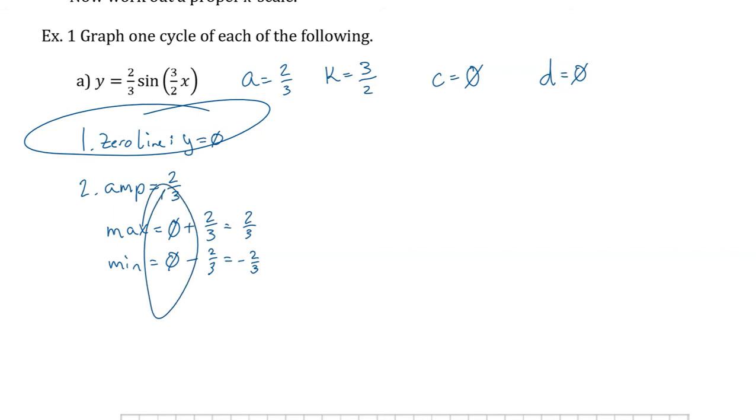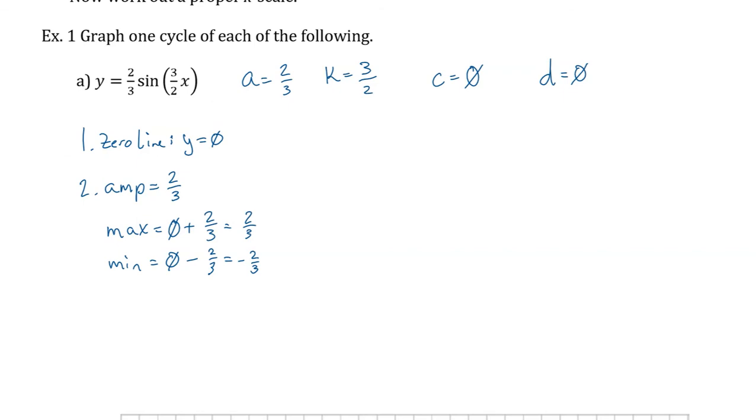You cannot do those in the other order. You can't start with the amplitude. You have to start with the 0 line. And again, to me, this is a visual thing. Don't copy this down.